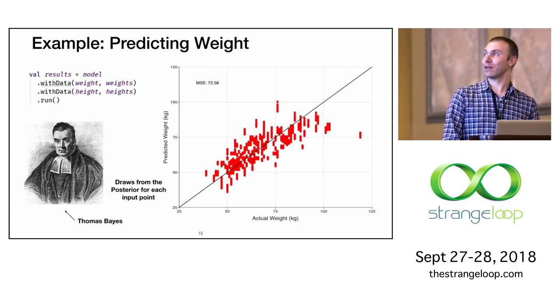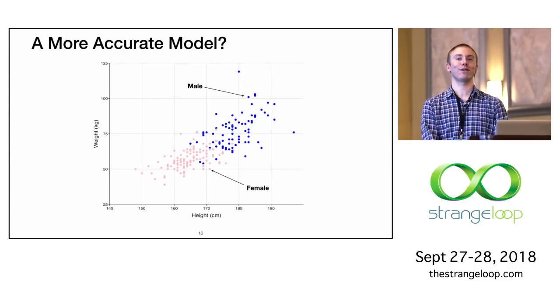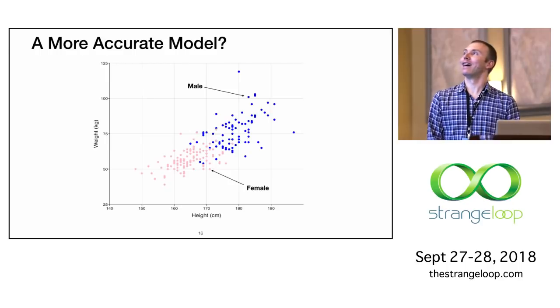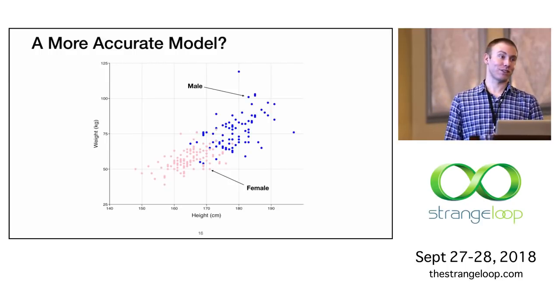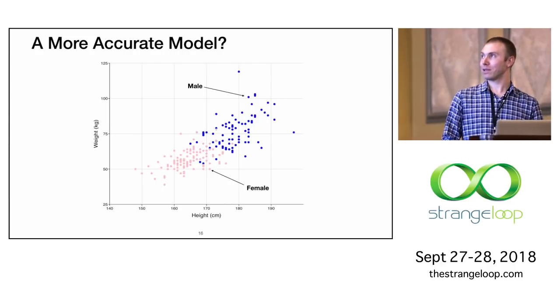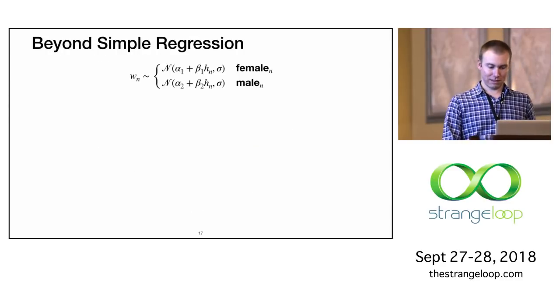Okay, so we look at this model and we're like, well, it kind of works, but it kind of doesn't. So what can we do to make it better? Well, in this particular data set, we also have the gender of the participants. So maybe we can make use of that somehow. So how can we put that into our model?